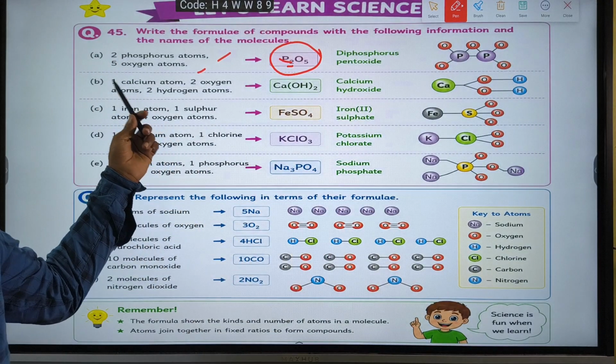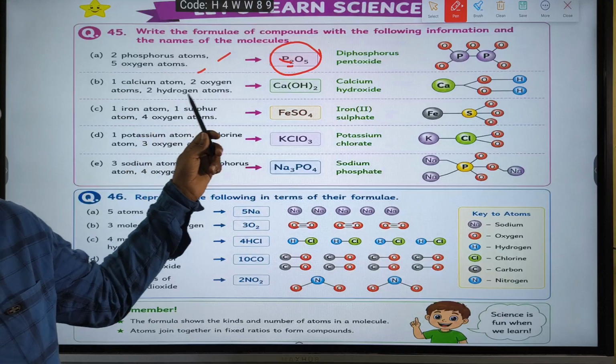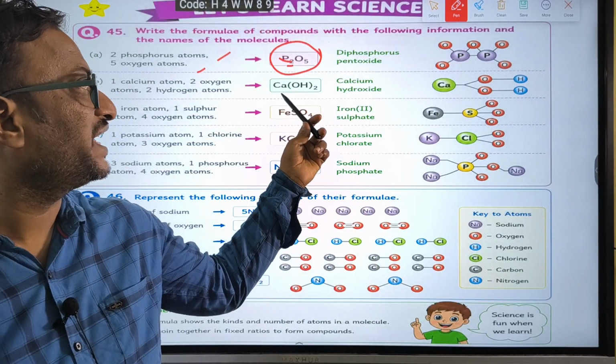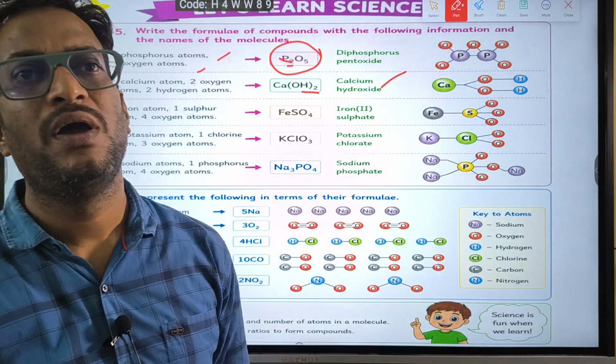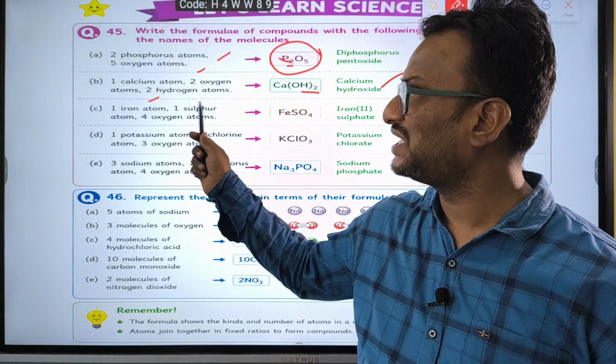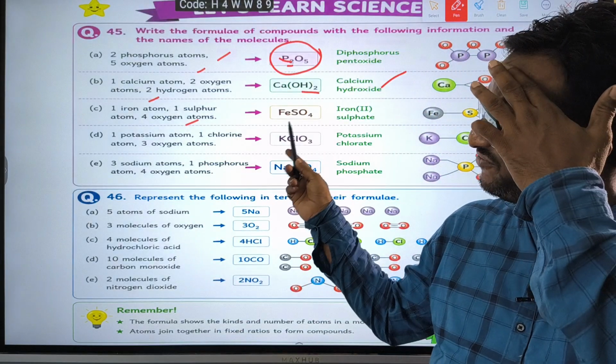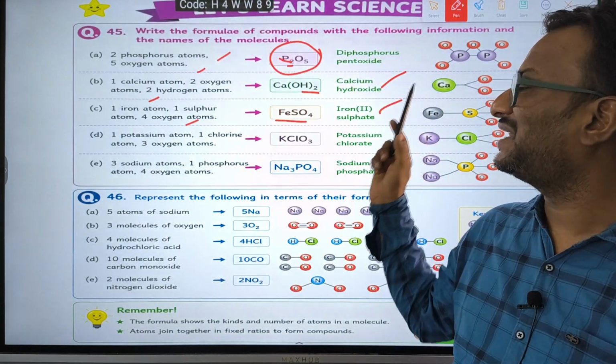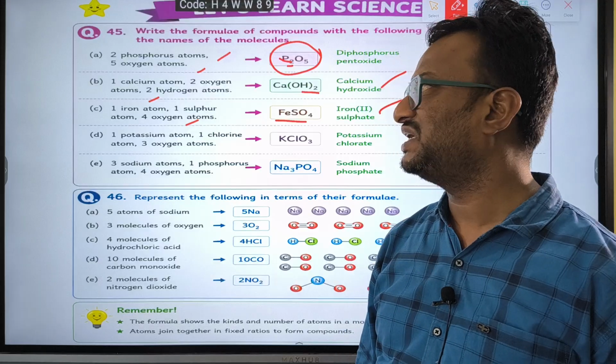Next, 1 calcium atom, 2 oxygen atoms and 2 hydrogen atoms. Ca(OH) taken twice, Ca(OH)2, it is called calcium hydroxide. Next, 1 iron atom, 1 sulfur and 4 oxygen atoms, that is FeSO4, that is iron sulfate, FeSO4.